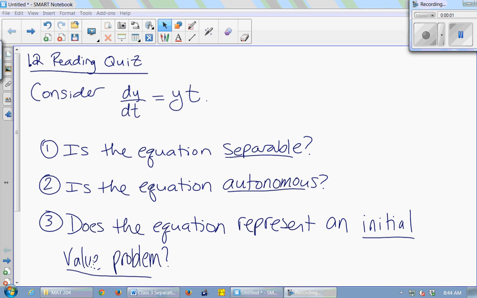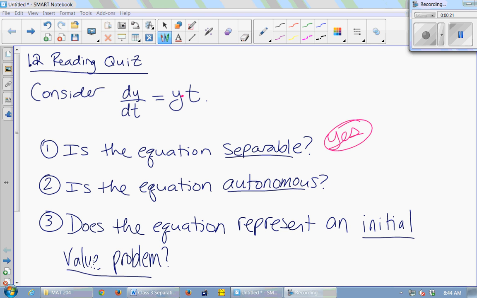The differential equation is dy/dt equals y times t. Is the equation separable? Yes. What makes an equation separable? Multiplication and division, which is the same thing as multiplication, right? If the two variables are only separated by multiplication. Okay, so yes.